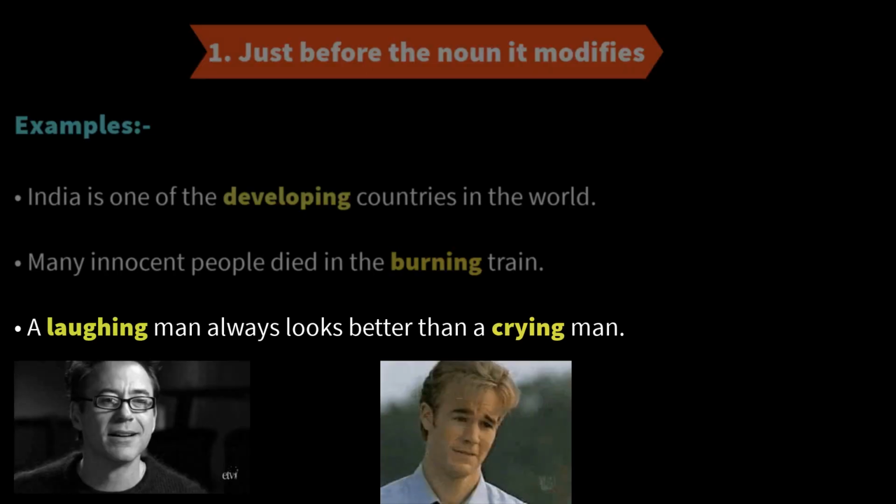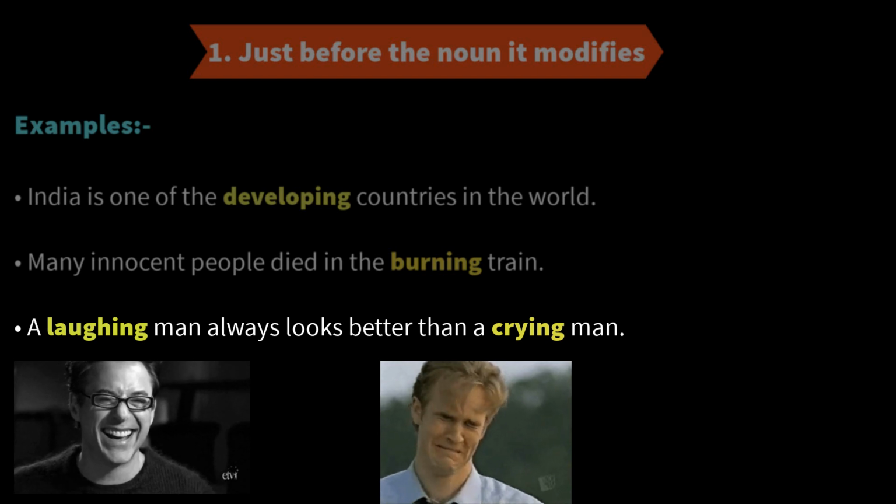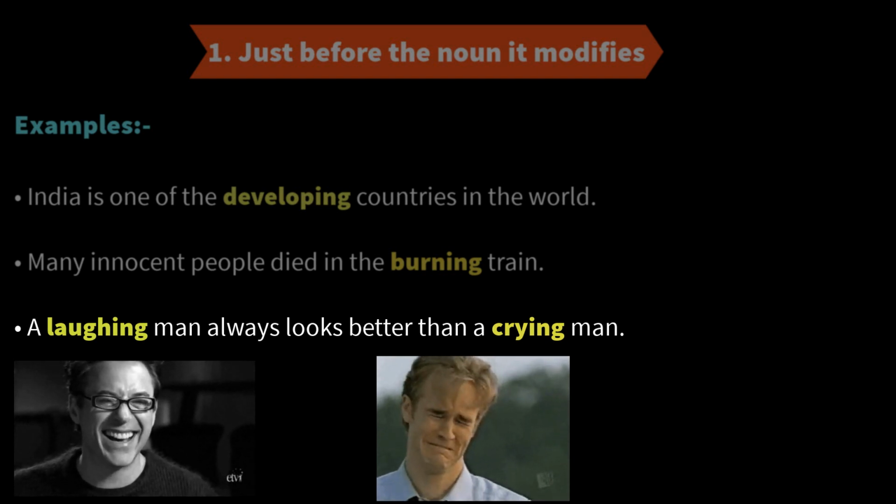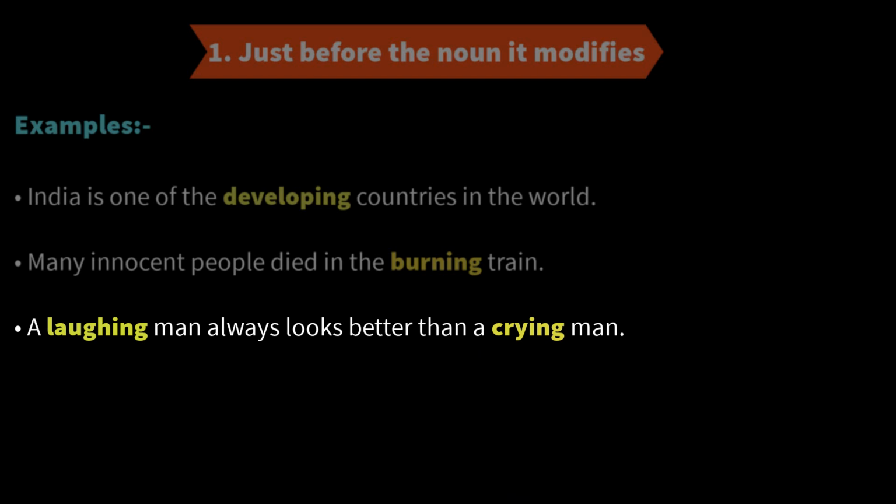Next example. A laughing man always looks better than a crying man. That's true, right? So laughing and crying are present participles that are modifying the noun man. What kind of man? Laughing man. What kind of man? Crying man.